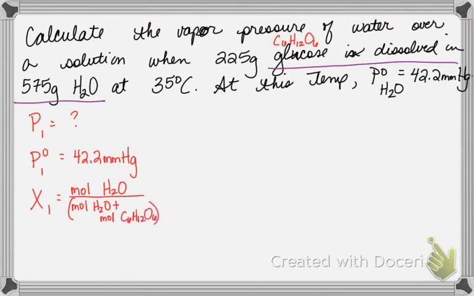So we've got to convert grams to moles, right? 575 grams of water to moles. And for moles of water, just dividing by the molar mass, I get 31.91 moles of water. And so for the bottom, I've got 31.91 moles of water plus my moles of glucose.